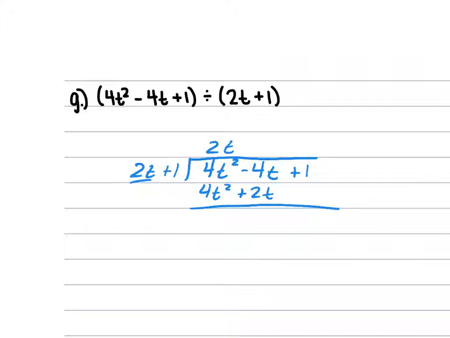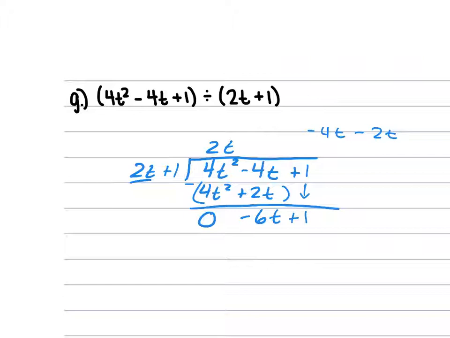What am I going to do next? Subtract. We're going to subtract. 4t squared minus 4t squared gives me 0. And negative 4t minus a positive 2t. Negative 4t minus 2t. Negative 6t. And then you go on the 1. Bring down the 1.